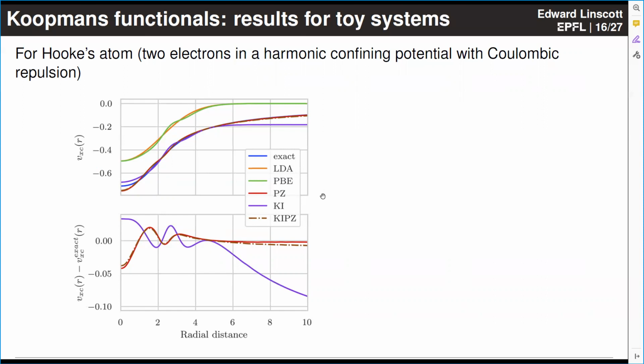Firstly, the LDA and PBE results are here in orange and green, and then the exact result is down here in blue. In this scenario, what the Koopmans potential does is effectively a rigid uniform shift of this potential.